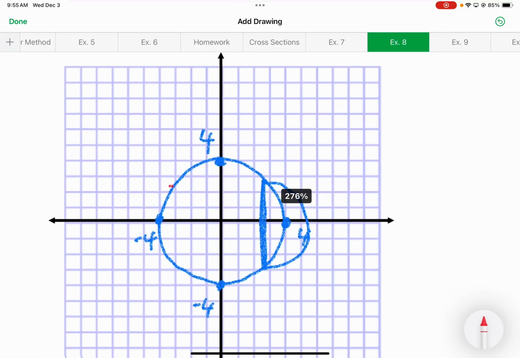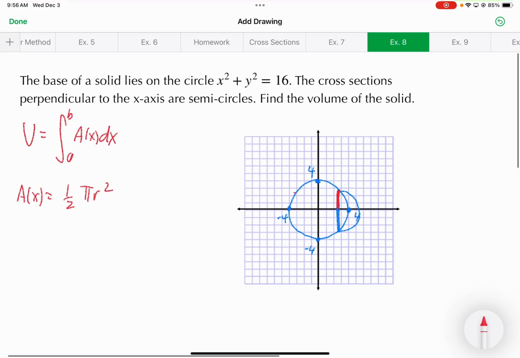Our radius is just going to be given by this red line right here from top to bottom. Okay? So I would have pi over 2 instead of 1/2, and then my radius is just this red line from here to here, which we can find using the same logic as last time. So I would just do the square root of 16 minus x squared. And then it's pi over 2 r squared, so I would square that, of course.